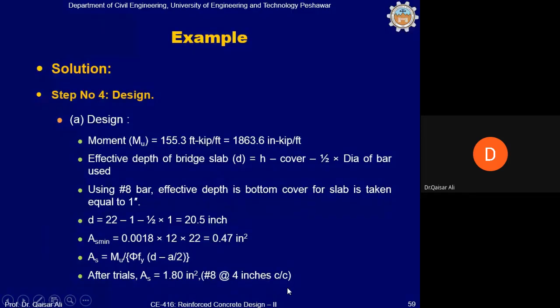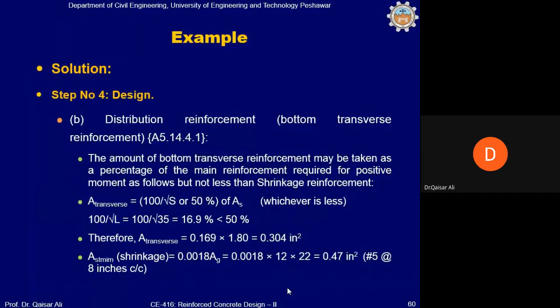Distribution reinforcement or bottom transverse reinforcement, according to the AASHTO 5.14.4.1, the amount of bottom reinforcement may be taken as a percentage of the main reinforcement required for positive moment as follows, but not less than shrinkage reinforcement. 100 divided by square root of S, S is 35. 100 divided by square root of 35 is 16.9%, and the limit is 50%. So 16.9% is less than 50%, we will use 16.9% because the least value shall be used.